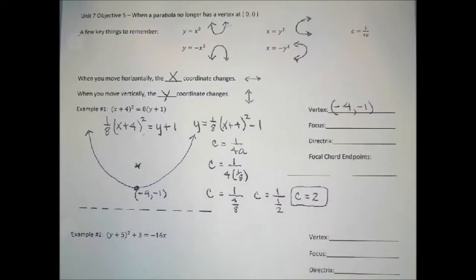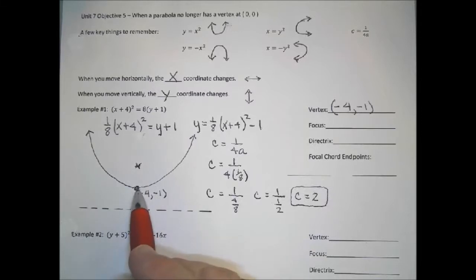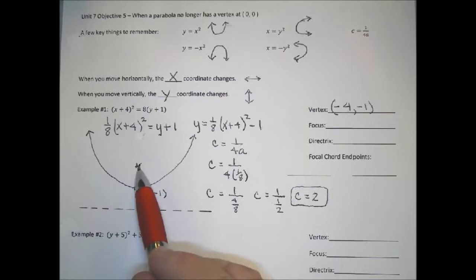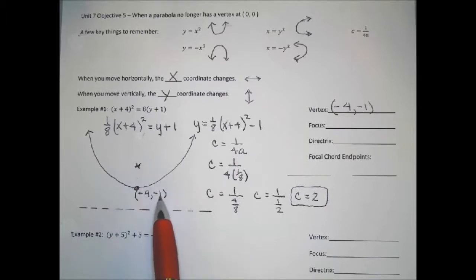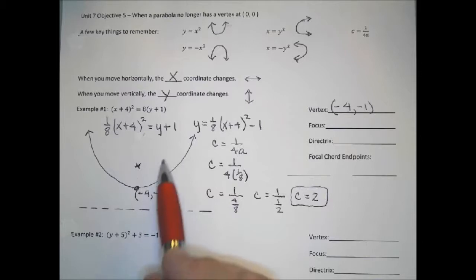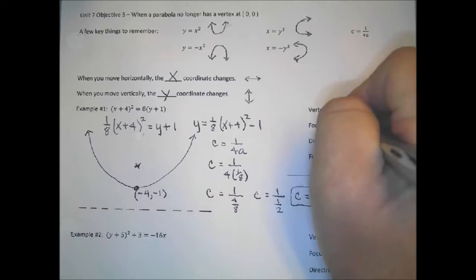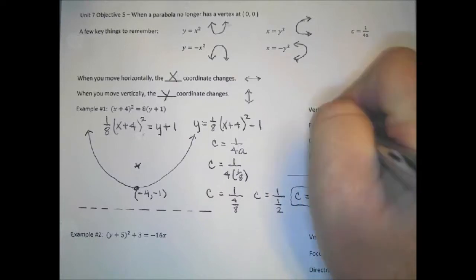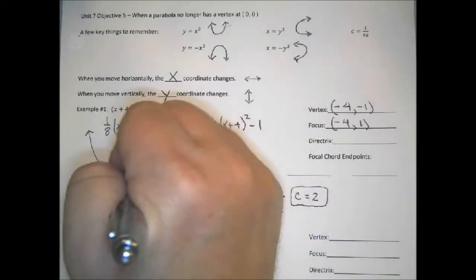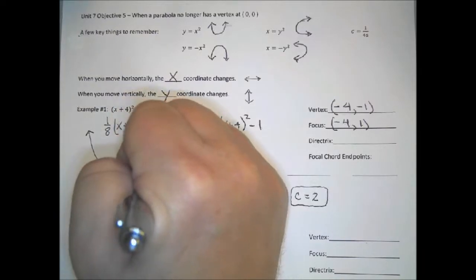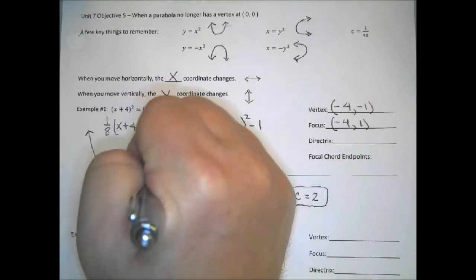So we know we've answered that already. If I was at -4, -1, and I took 2 steps up, that changes my y-coordinate from -1 to +1, because -1 plus 2 is +1. So that makes my focus at -4, +1. And I can mark it if I want, -4, +1.